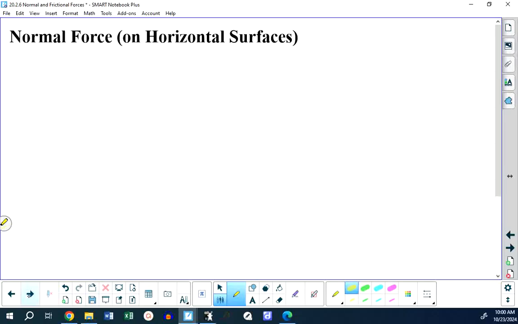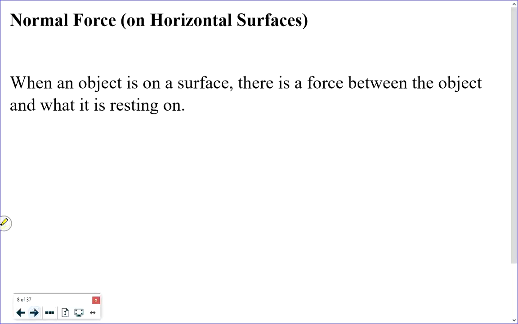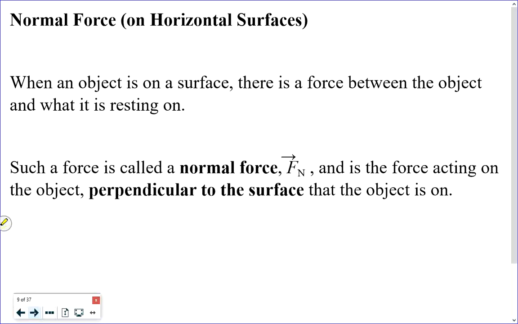So I'm going to review with you officially what a normal force is. We talked about normal forces in the course of some lesson. I can't remember which. I think it was Newton's second law, where we were adding forces together. And we had a force of gravity down, but that was counteracted by a force upwards, called the normal force. So when an object is on a surface, there is a force between the object and what it is resting on. That force is called a normal force.